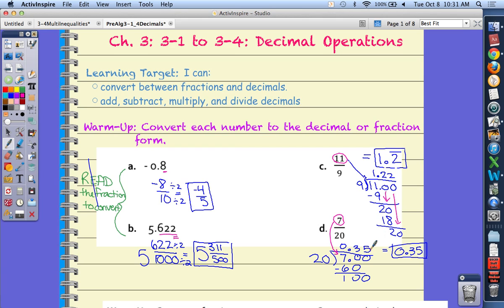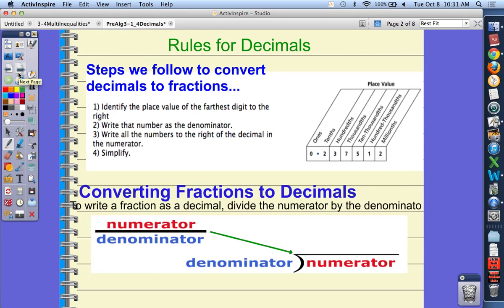You are not allowed a calculator this chapter, so you need to know how to do this without one. Again, these two graphics here are on your notes. Study them, make sure you feel comfortable converting from decimals to fractions, and also converting from fractions to decimals. When you're converting to the fraction, read the decimal, read what place it lies in. When you're converting to the decimals, do the long division.